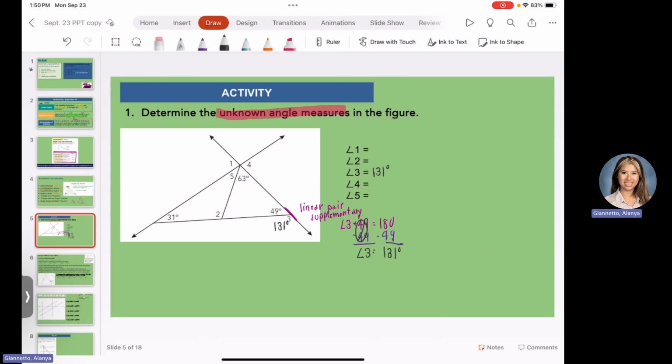We actually are going to figure out this angle right here. To do that, I'm going to use the triangle sum theorem. I'm just going to label it x, right? So we have x plus 63, which is the other interior angle, plus the 49, which is the last interior angle of this right triangle, has to equal 180 degrees.